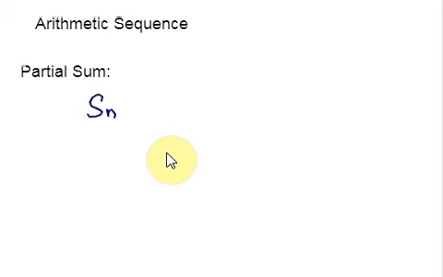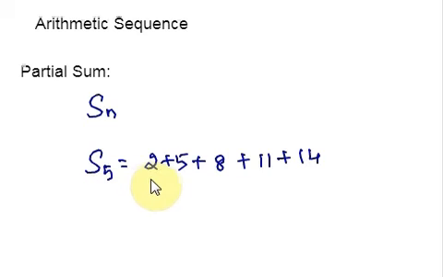A series is nothing but the sum of a sequence. We want to find the nth partial sum, or the sum of the first n terms of the sequence. We will denote the nth partial sum as S with suffix n. Okay, I'll give you one example. Consider this arithmetic sequence series. S5 is equal to 2 plus 5 plus 8 plus 11 plus 14.